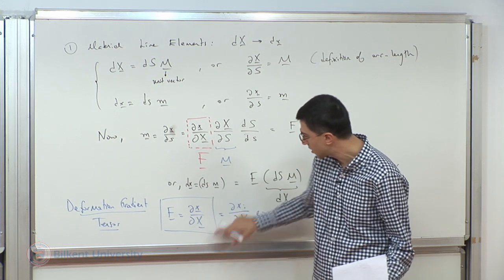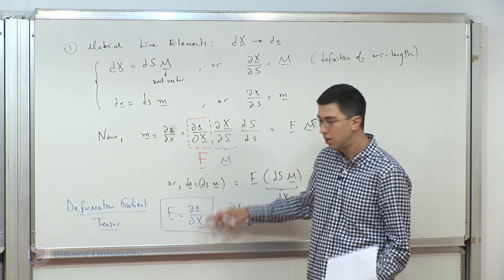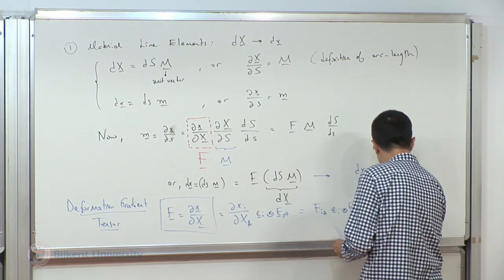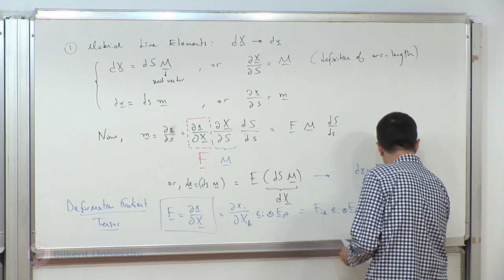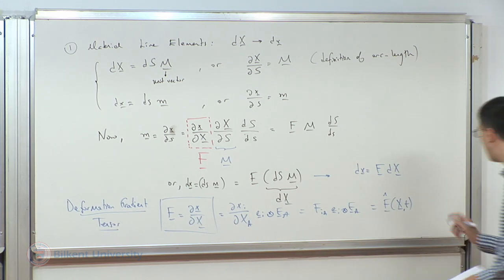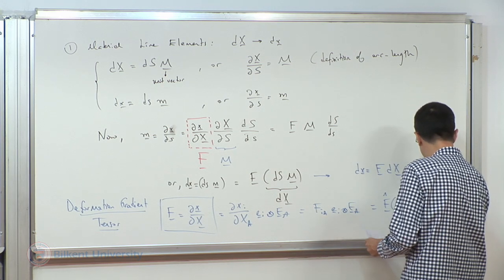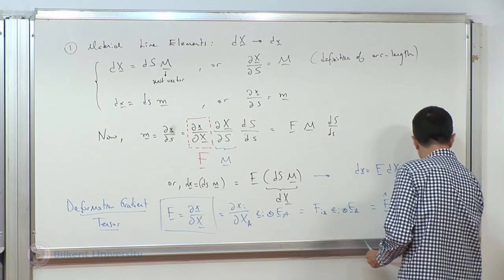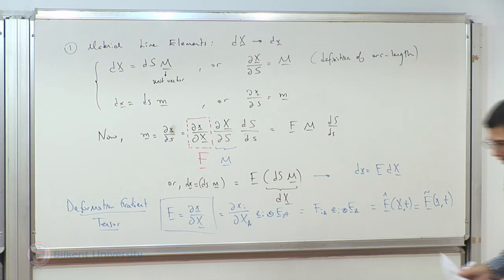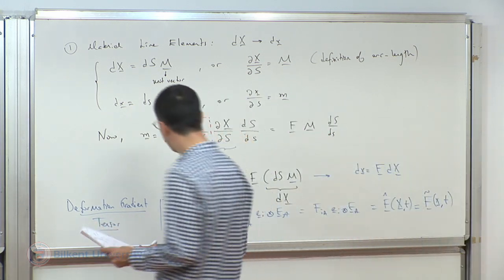And therefore, when you take a gradient with respect to capital X, what results still will depend on capital X and time in general. So it will have the Lagrangian representation capital X, t, but if you like, and if you want to do it that way, you can also have the Eulerian representation, small x, t. In any case, it depends on position and time.